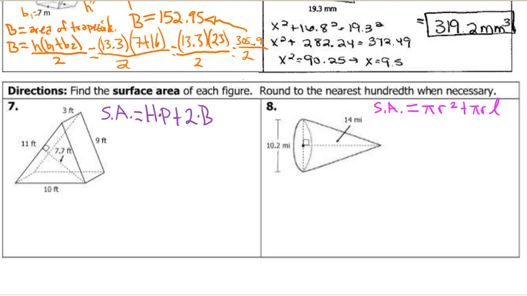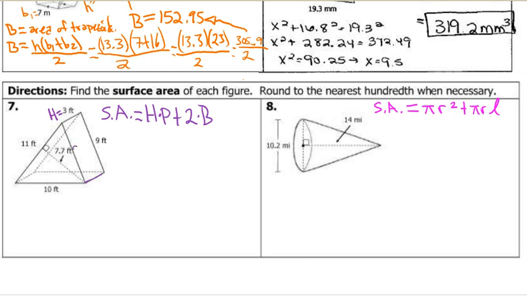So it's going to be the height of the bases. So the height between the bases. So my H is going to be here. So here my H is going to be 3 feet. Now the perimeter is the perimeter of the base. So the perimeter of the base is going to be 10 feet plus 11 feet plus 9 feet.